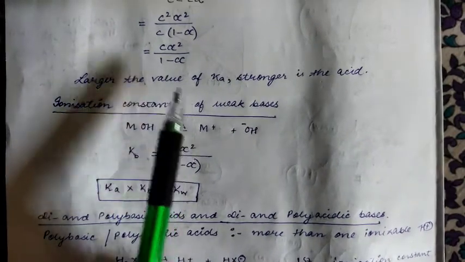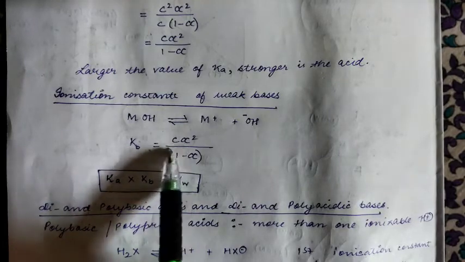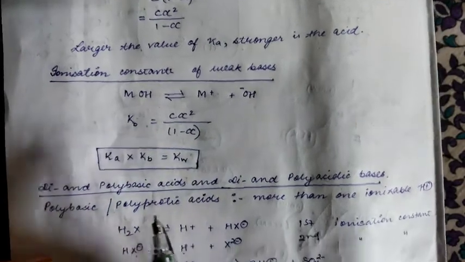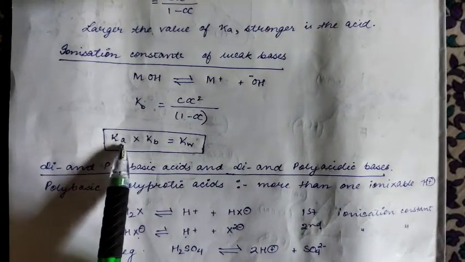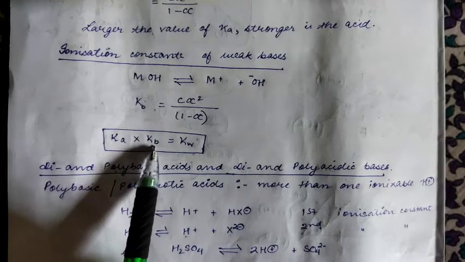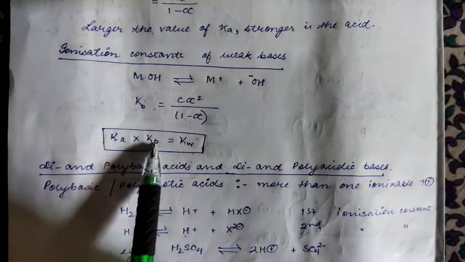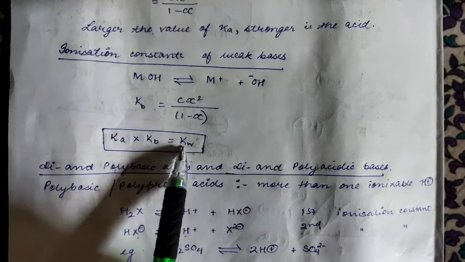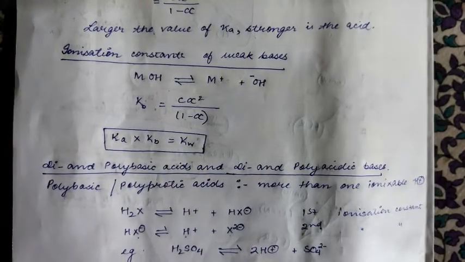And by using the same method you can obtain Kb equal to C alpha square divided by 1 minus alpha. Now the relationship between the ionization constant of acid and the ionization constant of base is that if you multiply both the values you will get the ionization constant for water. Okay, you have already derived Kw in the last class.